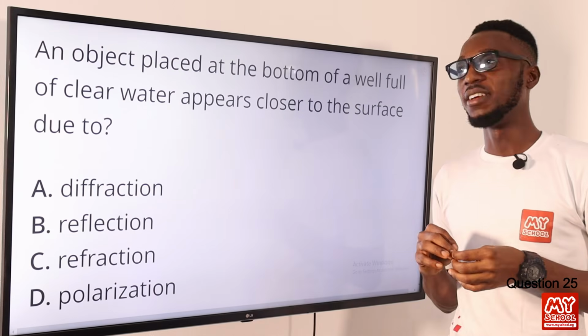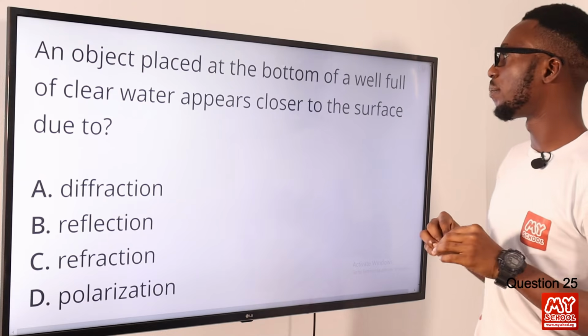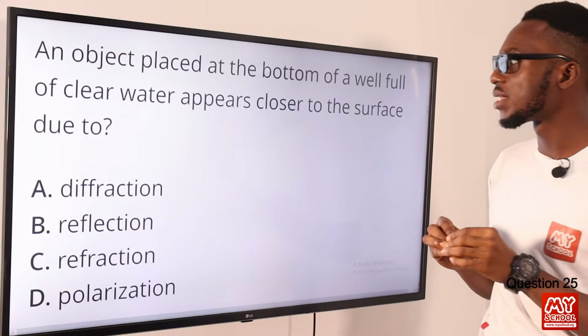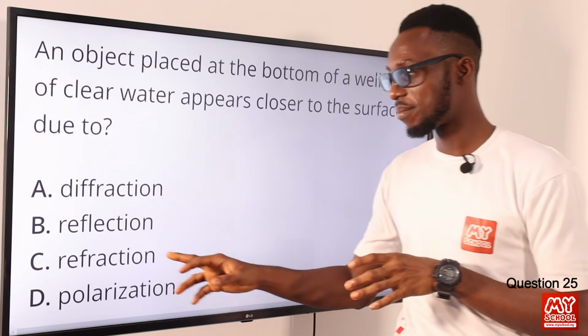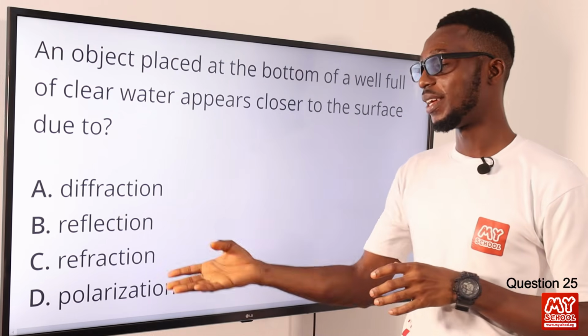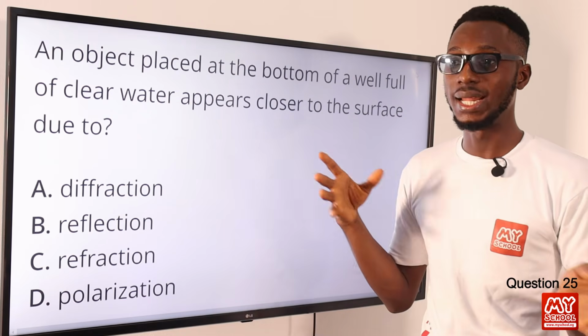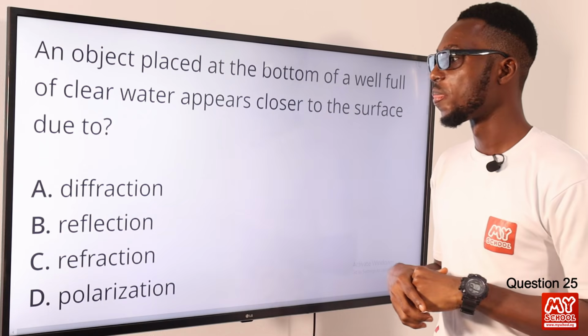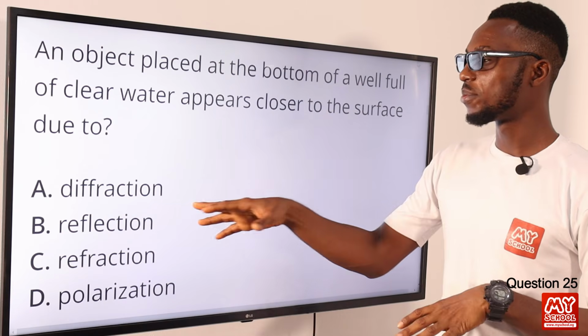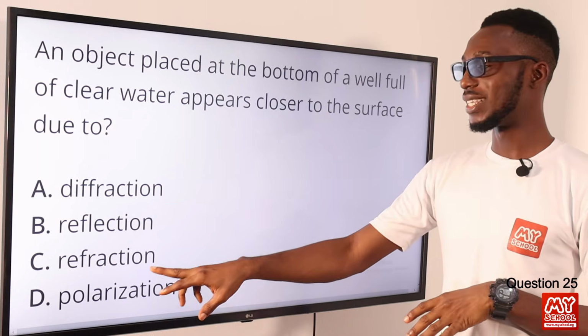Number 25. An object placed at the bottom of a well full of clear water appears closer to the surface due to the concept of refraction. So right there you can pull out real depth and apparent depth. The water tends to appear shallower. So then now let's come to diffraction. The correct option, of course, is C for refraction.